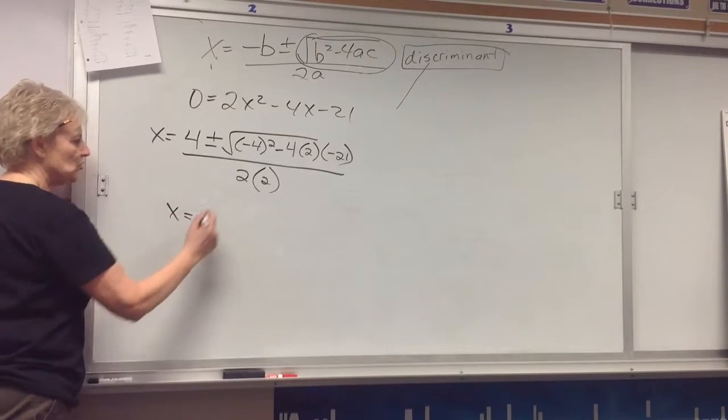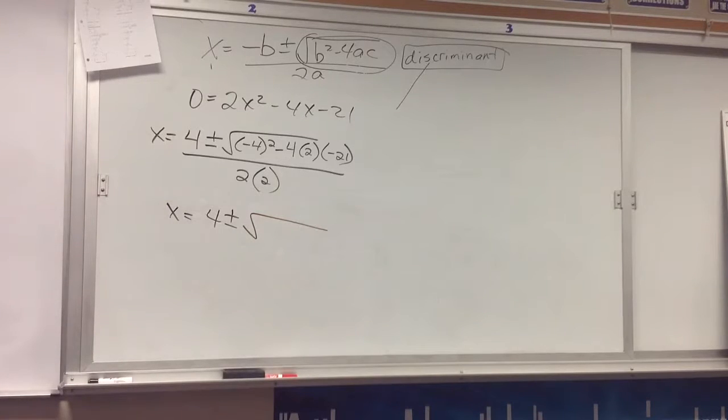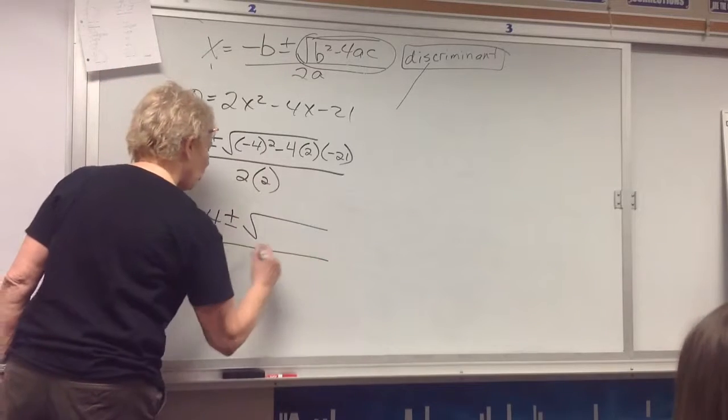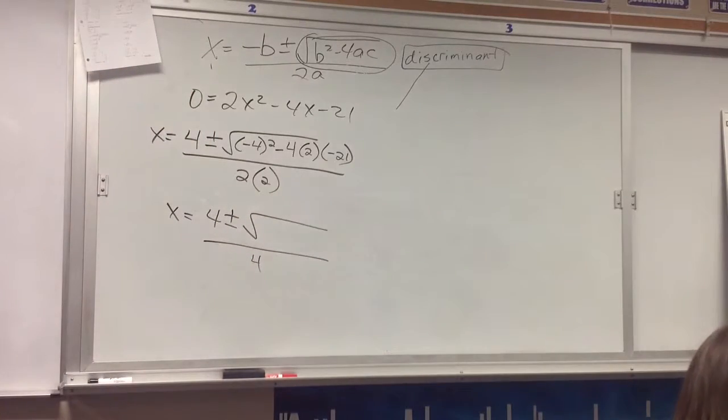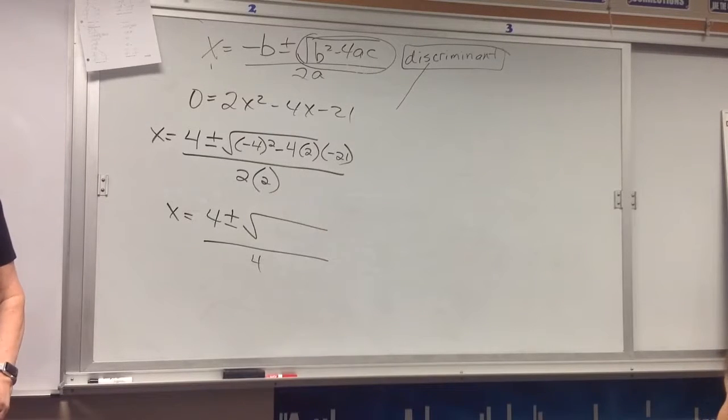X equals 4 plus or minus, see if you can figure that one out. It's not a perfect square. Practice on your calculator or do it in your head, I don't care. Who can give me that number right in here? And it's all over 4. What'd you get? 184. It is 184. Make sure you can get 184.